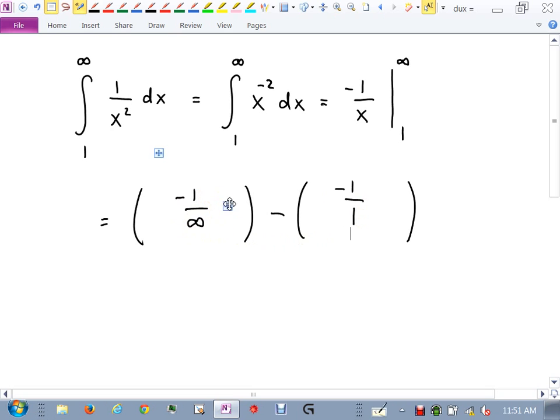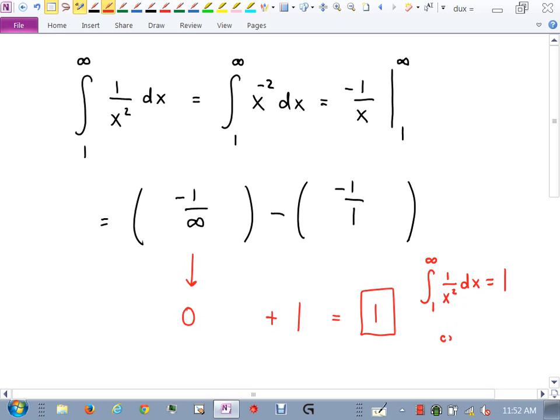What's happening to this? That's going to go to 0. Right? We just talked about that. We have a fixed number over infinity. That's going to go to 0. So this thing is going to go to 0. And then over here, we have just +1, don't we? So this thing goes to 1. Which means that the integral from 1 to infinity of 1 over x squared dx equals 1, which means it converges.